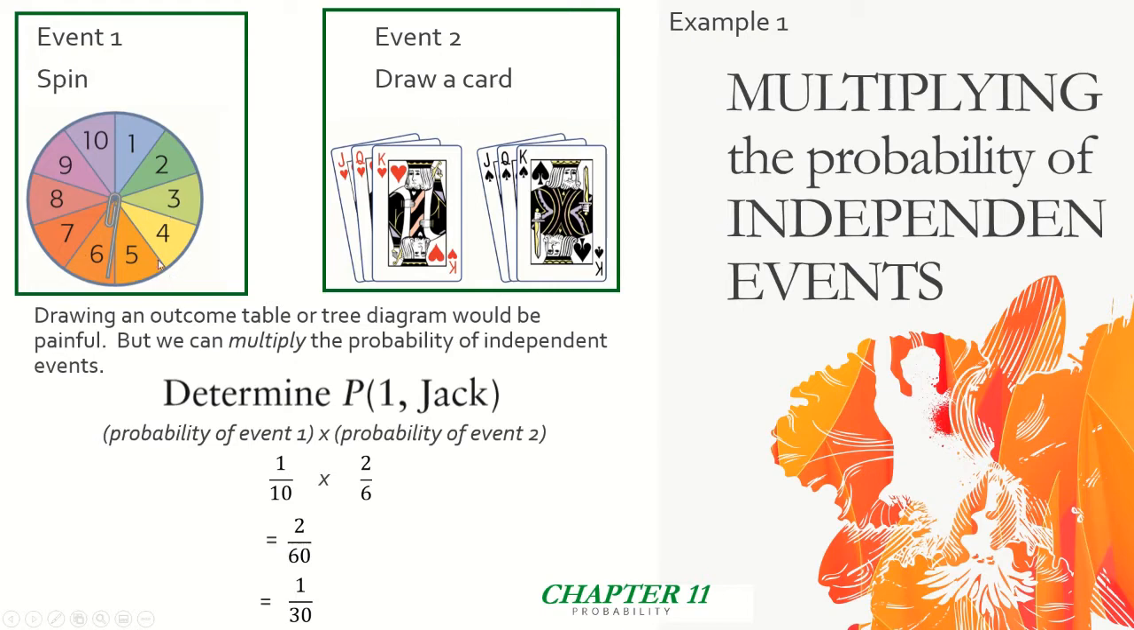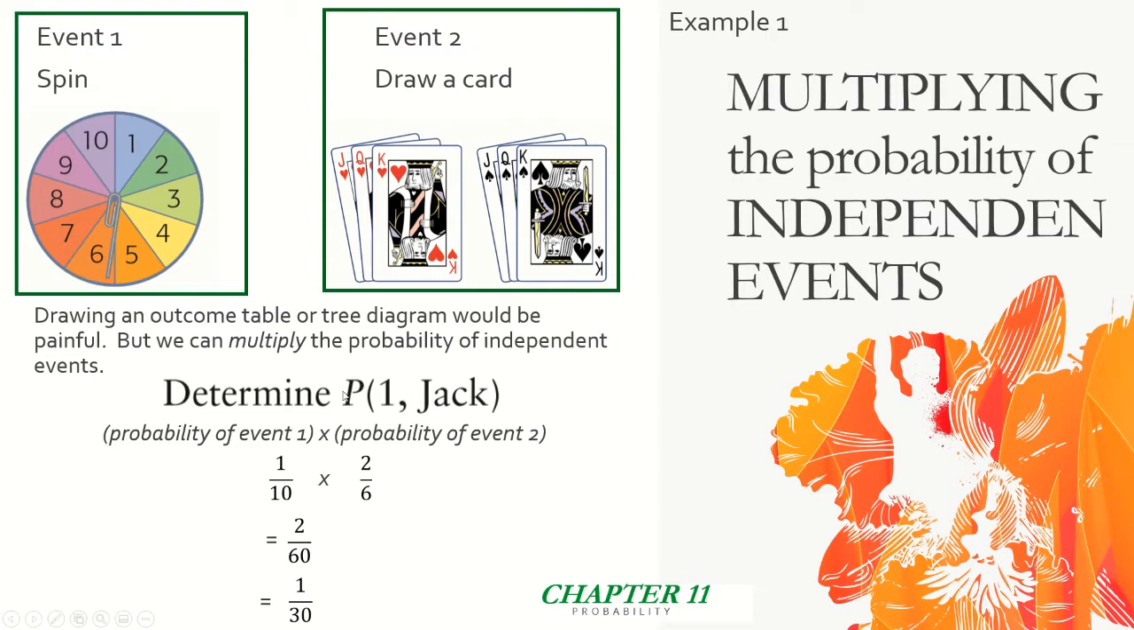All right, so what we've got here is a spinner that goes from 1 to 10 and 6 playing cards. So we've got Jack, Queen, and King of Hearts, and Jack, Queen, and King of Spades. That's 6 total cards. Now, I could ask you to make a tree diagram or an outcome table for this, but that's going to be a lot of work. That's going to be 60 total possibilities because there's 10 possibilities here multiplied by 6 possibilities here. That's an awful lot of work to do, and we can get to that answer in a much more simple way. So how we're going to do that is simply multiply the odds of something happening in the first event by the odds of it happening in the second event.